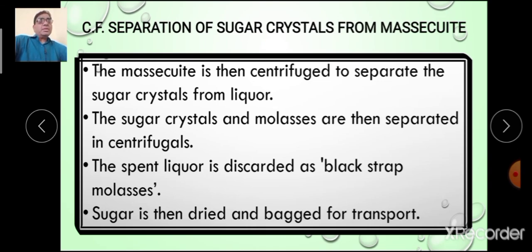The sugar crystals are then dried by passing hot air, and they are taken for bagging for the purpose of transportation, while the mother liquor, known as blackstrap molasses, is discarded from the centrifugal machine and is stored in the molasses tank.